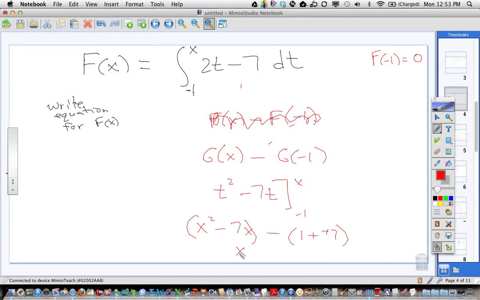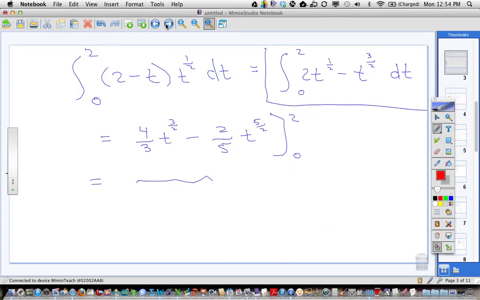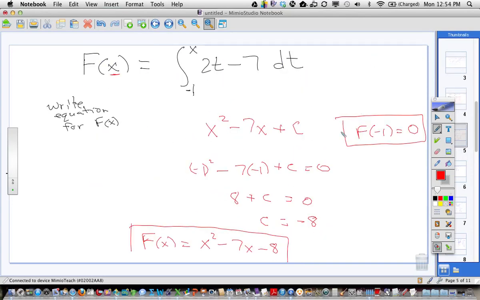Look what you get. X squared minus 7x minus 8, which is the same exact thing we got before. It's kind of cool how that works. So now that we have learned fundamental theorem part 2 with this big F of b minus F of a, we actually can use it in problems like that with the right bracket. Okay? But I like both. I like knowing this way of doing it too.